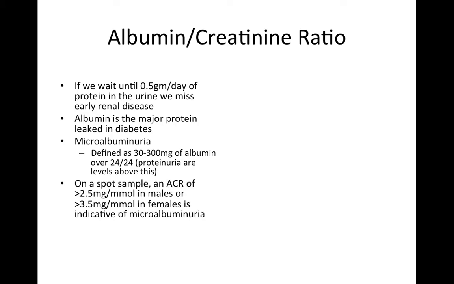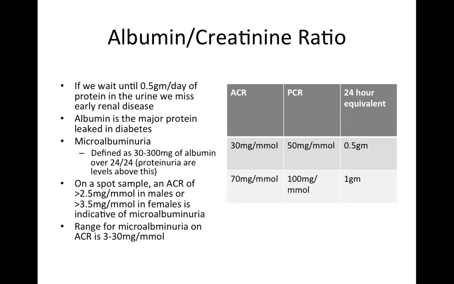So on a spot sample, the albumin-creatinine ratio of greater than 2.5 in men and greater than 3.5 in females is indicative of microalbuminuria. And the range for that on the spot sample is 3 to 30. So to try and put that into a 24-hour context, the albumin-creatinine ratio of 30 milligrams per millimole is the upper limit of normal for microalbuminuria, and that correlates to a protein-creatinine ratio of 50 and then a 24-hour equivalent of 500 milligrams in a day. And then the numbers don't quite linearly add up, but once you get an albumin-creatinine ratio of 70, that's a gram of 24 hours, and it's probably about as much as we need to go into from there.